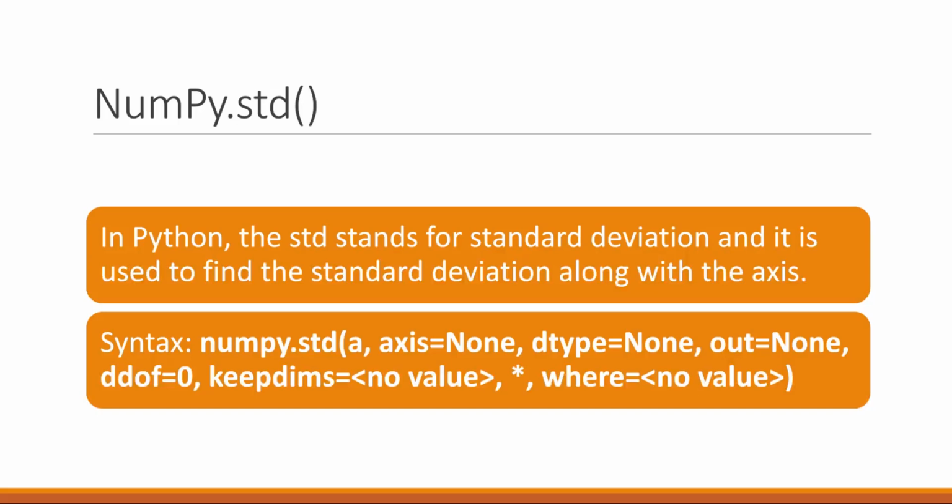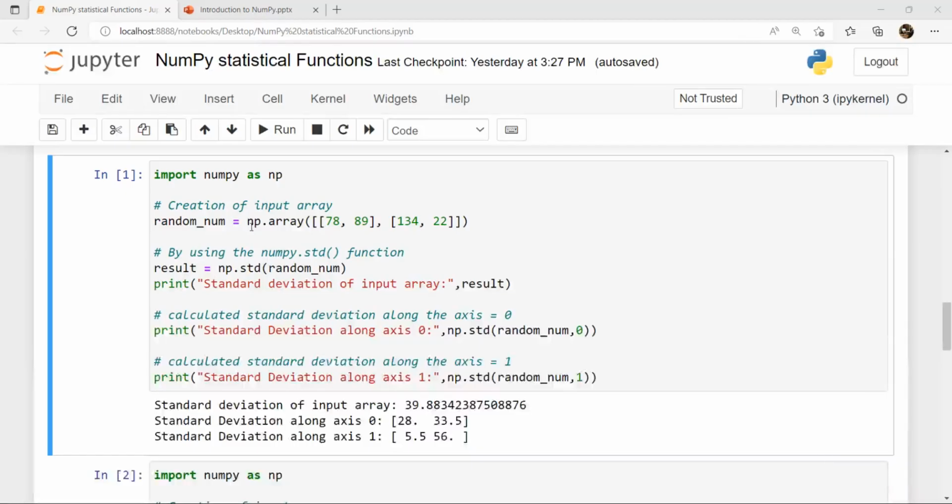Now we will see an example of the numpy.std function. We are going to take a 2-dimensional array and calculate the standard deviation of the input array. In this example, first we have created a numpy array named random num by using the np.array function, and within this function we have set only integer values as an argument. After creating an array, we have declared a variable, that is result, and used the np.std function, and within this function we have assigned random num, that is the input array. With this we are displaying the result by using the print statement.